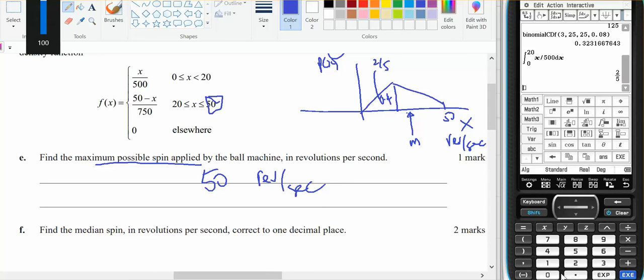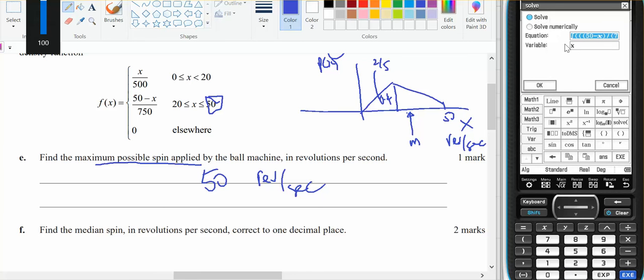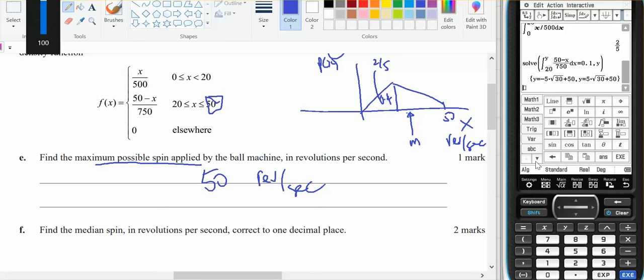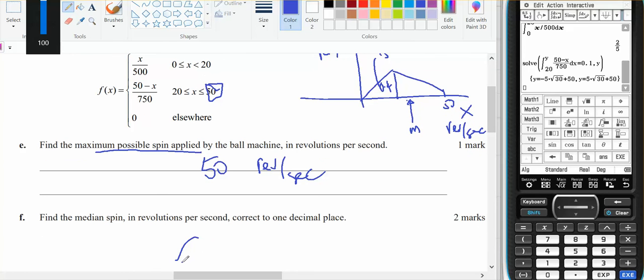So if I go from 20, the integral from 20 to m, let's call it y, of the second rule, which will be 50 minus x over 750 dx, and set that equal to 0.1 and solve for y. To one decimal place, 2 marks. So the integral from 20 to m of 50 minus x on 750 dx equals 0.1.